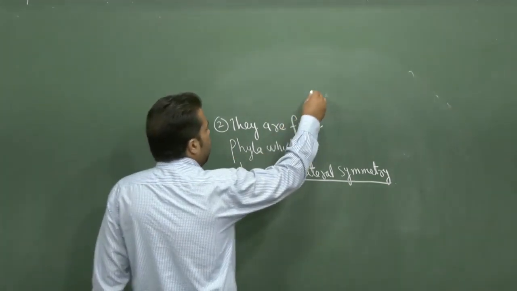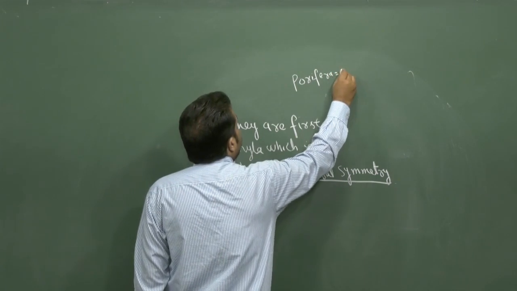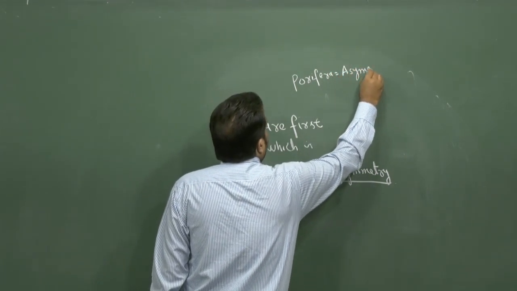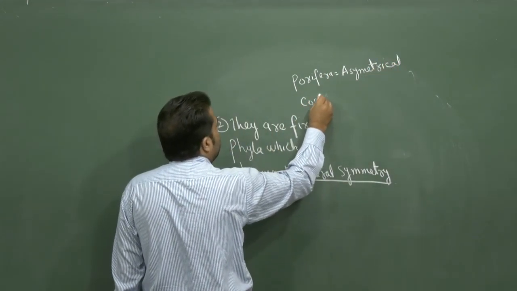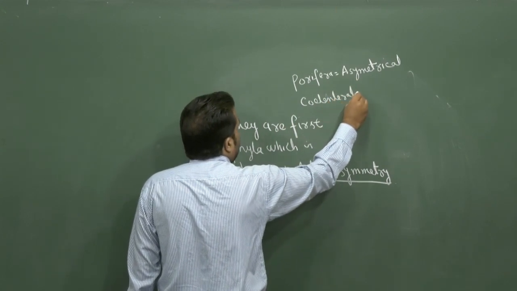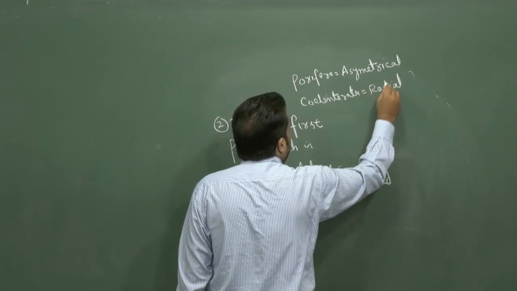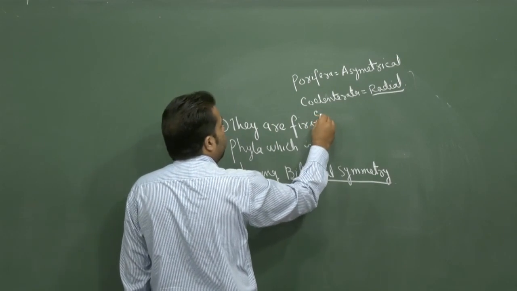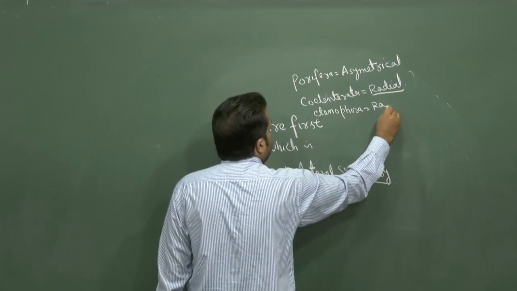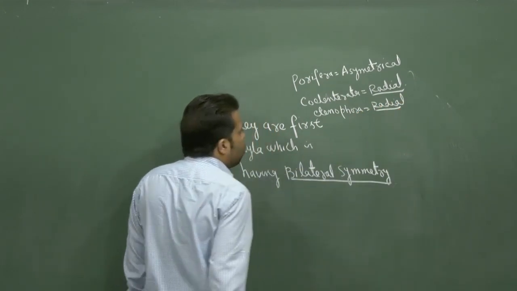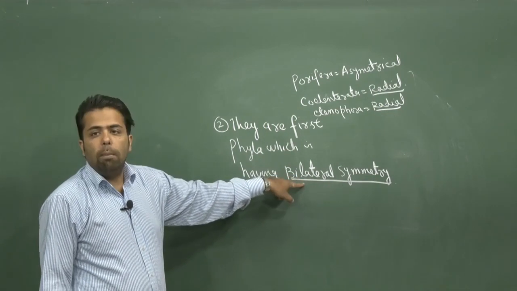The previous phyla were, for example, Porifera, they were asymmetrical. Coelenterata, they were having radial symmetry. Ctenophora, they were also having radial symmetry. So phylum Platyhelminthes is the first phylum which is having bilateral symmetry.